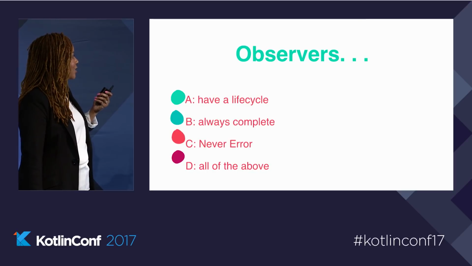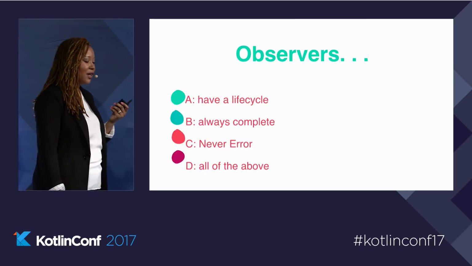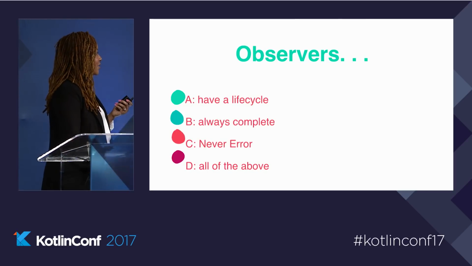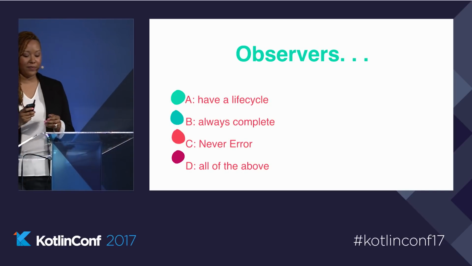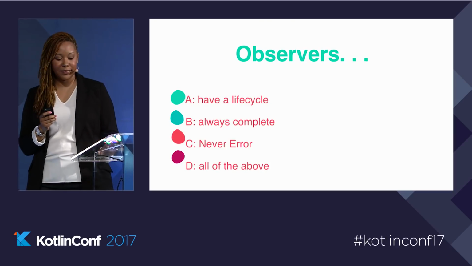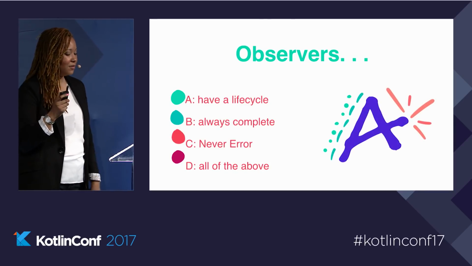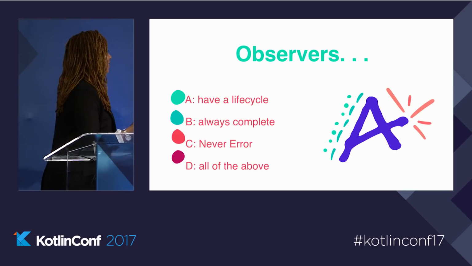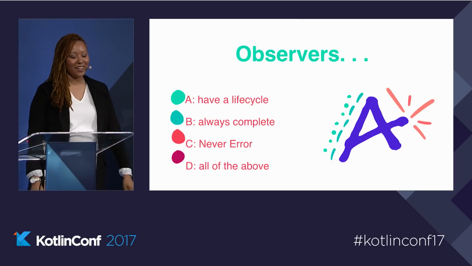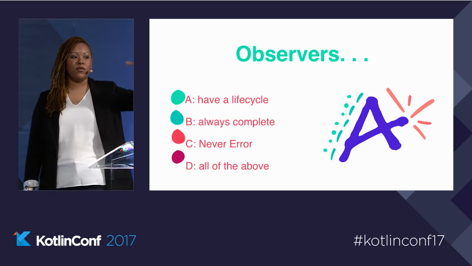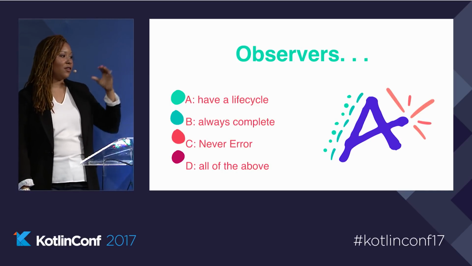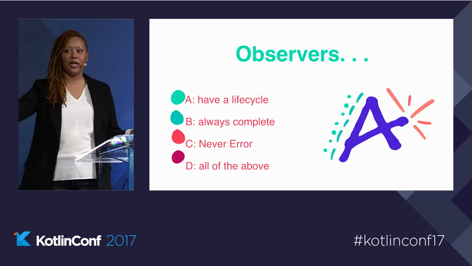Now, pop quiz. Observers have a life cycle, always complete, never error, or all of the above. What would you say? Right, it's D. They have a life cycle. So they go through that little process that we saw before in the diagram, and they can either complete successfully or end in onError.